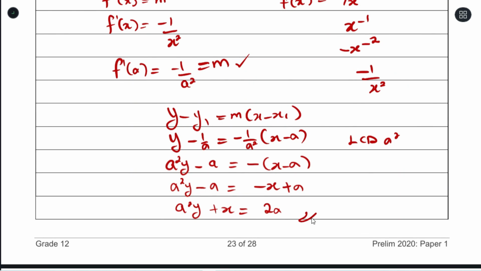And we just proved that our tangent would be equal to this equation we see down here. And that's it.